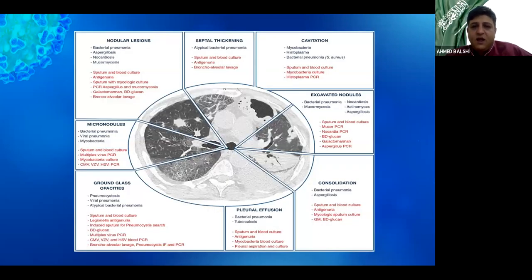What are the patterns in general, not in COVID patients? I'm talking in general, to understand the medical abbreviations of the CT. This one is called the ground glass appearance, which is the most common pattern found in COVID-19 patients. And these are micro nodules found here. And these are the nodular lesions, 1, 2, 3. And this is septal thickening in the lung parenchyma. This is cavitation with air bronchogram. And this is the consolidation with air bronchograms. And this is pleural effusion. What's important here is the ground glass opacity.